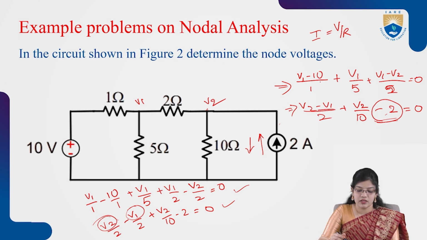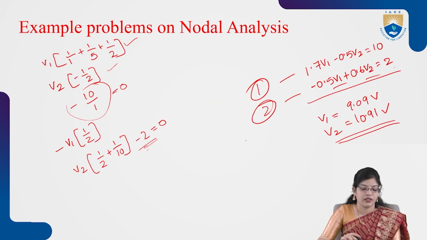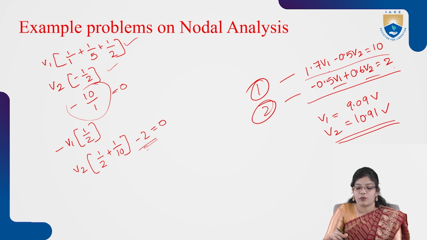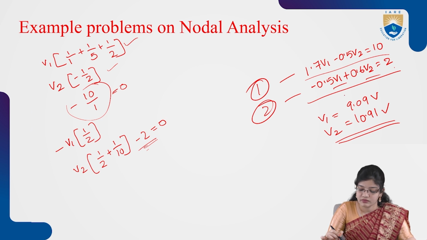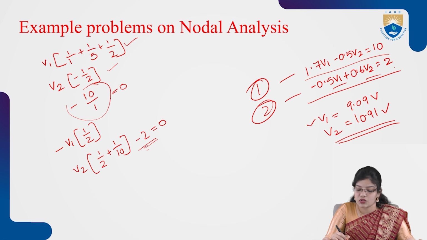After solving these equations and taking out the values of V1, V2, we are getting the equations as 1.7 V1 minus 0.5 V2 equals 10, and so on. After substituting these values in the scientific calculator, we'll get the values of V1 as 9.09 volts and V2 as 10.91 volts.